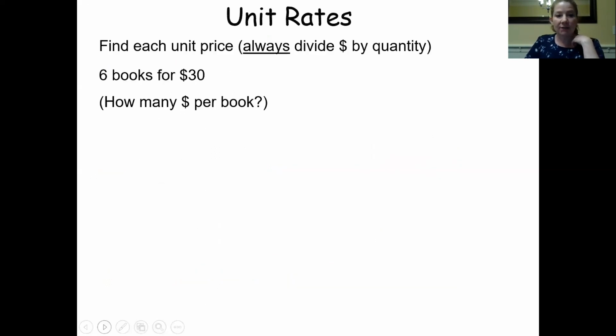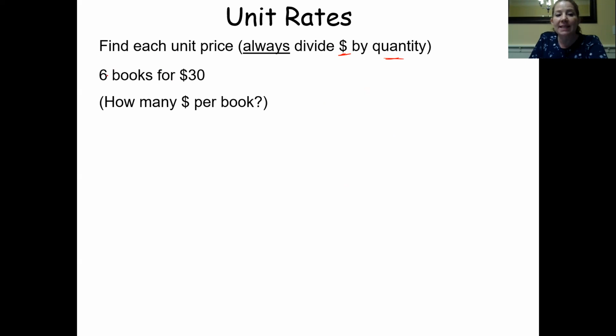All right, let's look at a few more. Now, like I said, you always divide the first word, the number that goes with the first word, by the second number, second word, unless we're talking about unit rate as in prices. In this situation, you always divide the money by the quantity, okay?